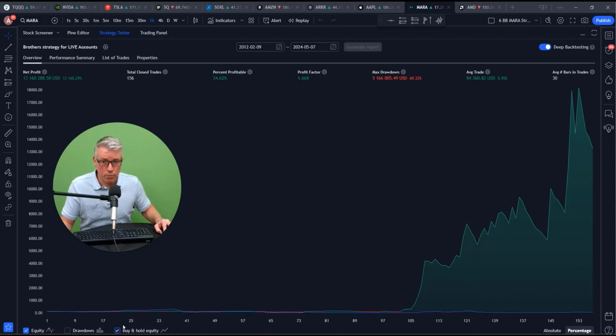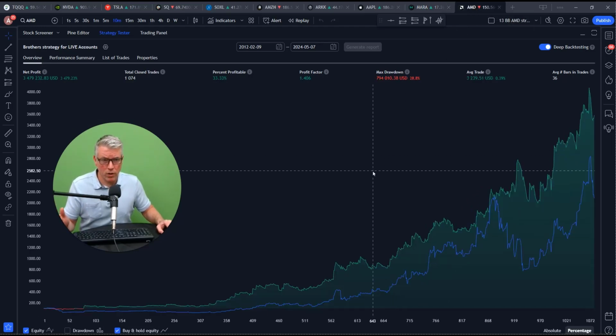If you were to buy and hold this stock, it would be just a couple hundred percent. But anyway, we believe that this is really going to take off. Okay, AMD, very, very cool. We see the buy and hold here. It's an explosive stock. It's done really, really well over the last 20 years. 3,400% with a max drawdown of 28%.